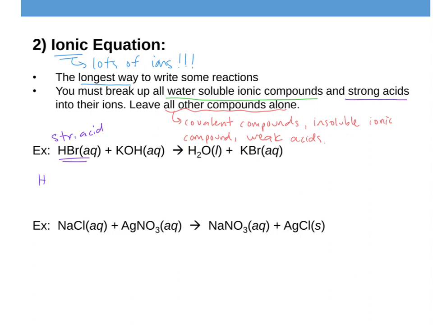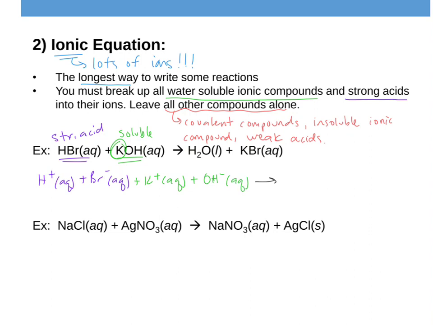So I'm going to break it up into its ions. The H plus is going to be dissolved in water, and the Br minus is going to be broken up in water, because remember, strong acids completely dissociate. That's their definition. There's 100% dissociation. And then I look at my KOH. I see that that's a water-soluble compound. I know it's water-soluble because it has potassium in it. So since I know this is soluble, I break it up into its ions also. So I have K plus dissolved in water, and I have hydroxides dissolved in water.